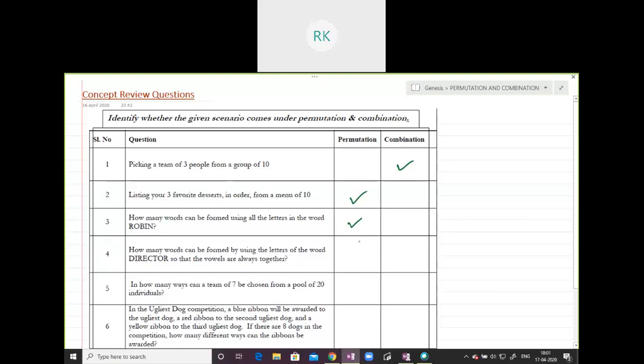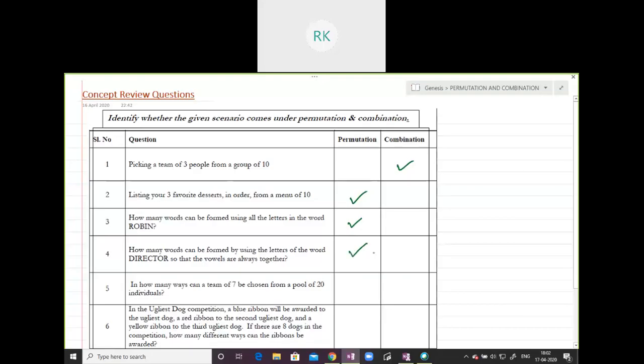Now, how many words can be formed by using the letters of the word DIRECTOR, so that vowels are always together? Of course, ask yourself the question: does the order matter? Yes, it does matter, right? So this is again a permutation.